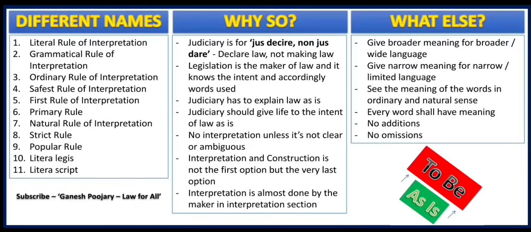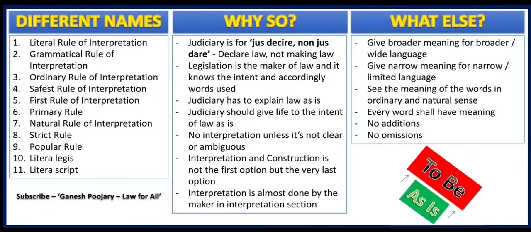This rule is also known as the safest rule of interpretation because the judiciary is implementing the statute as given by the legislature. So both the legislature as well as the judiciary are safe with this rule. So we are calling this the safest rule of interpretation also. The fifth, sixth and seventh names are first rule of interpretation, primary rule of interpretation or natural rule of interpretation, because this is the rule which will be first applied by any court whenever they are interpreting any statute. That is why it is called by these names also. This is also known as the strict rule because this should be the first rule which should be followed by any court.